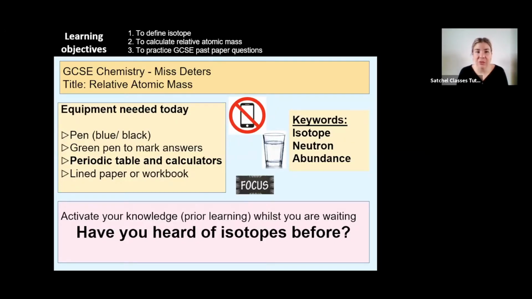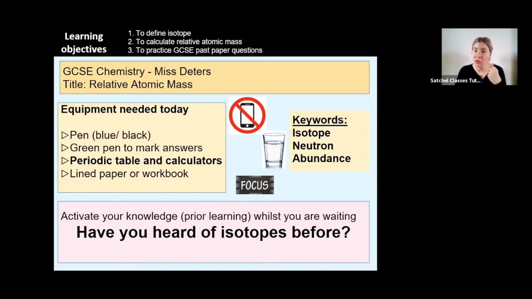Okay, so today, by the end of the lesson, you're going to be able to define isotope. You're going to be able to calculate the relative atomic mass, and we're going to practice some GCSE past paper questions.